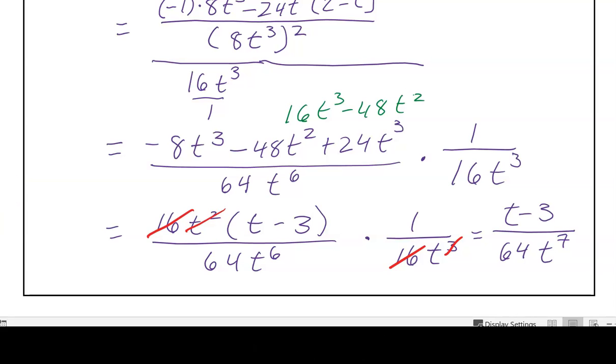Okay. All right, let's take a look at the last one Alex had a question about, which I think is number 20.